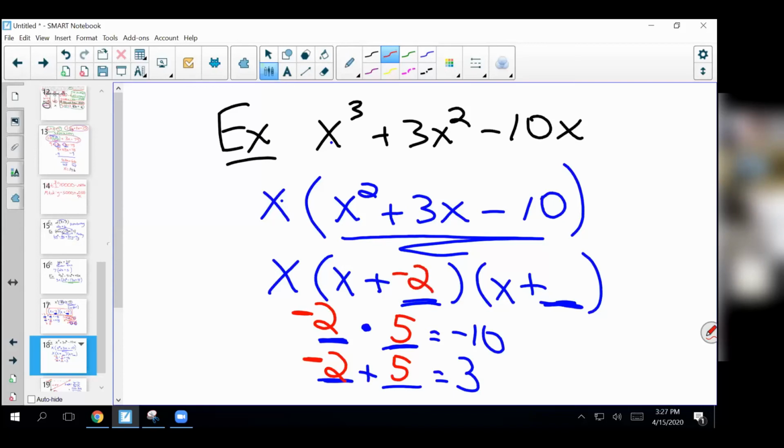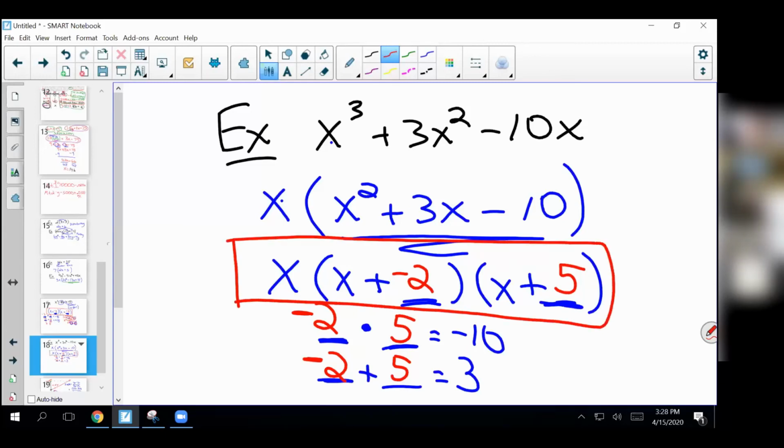We just fill in these blanks, and that's how it factors. Don't forget the x. We still have the x, because part of factoring is that you get all these different terms. Okay, I am going to stop the recording.